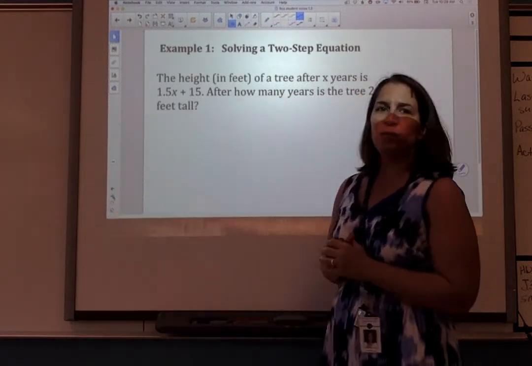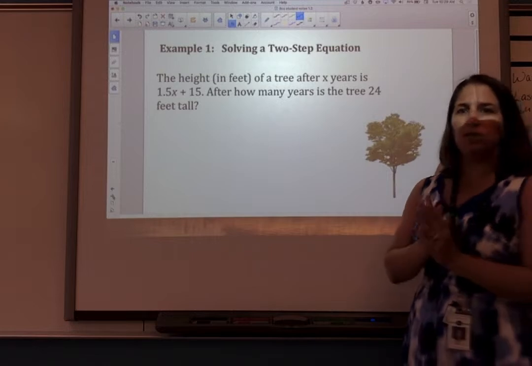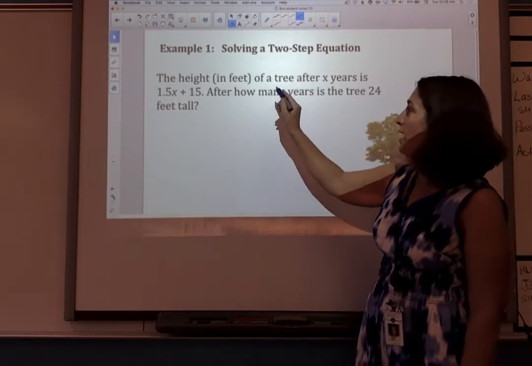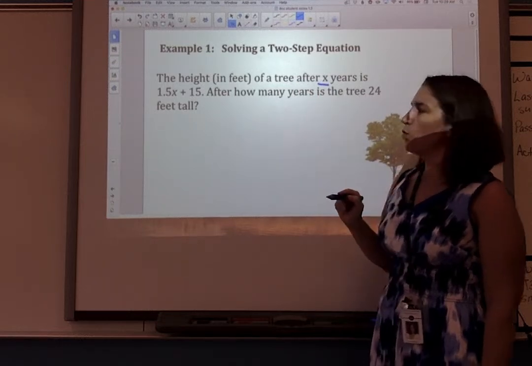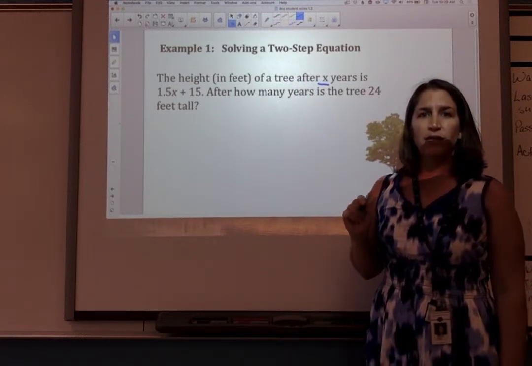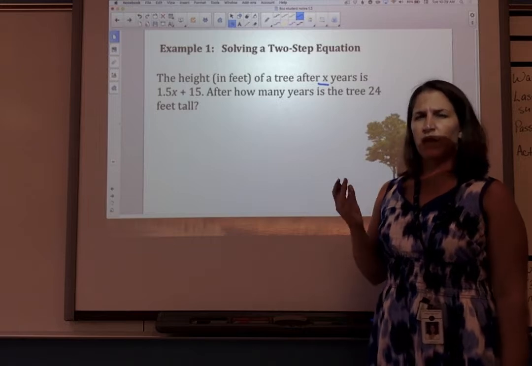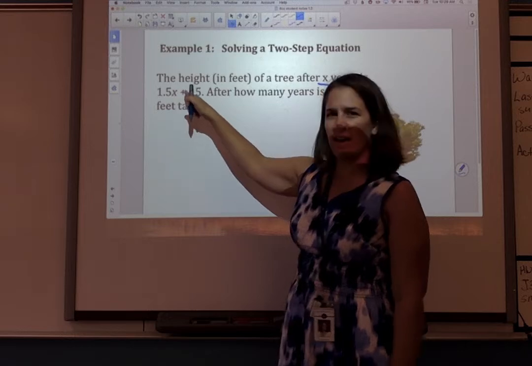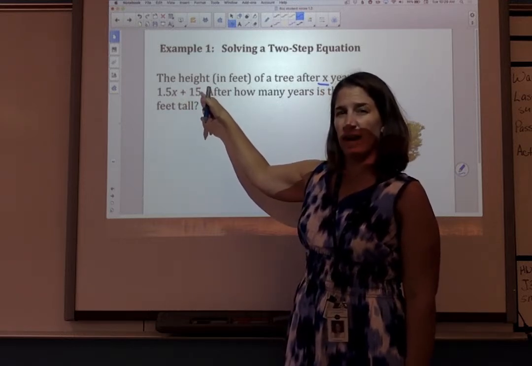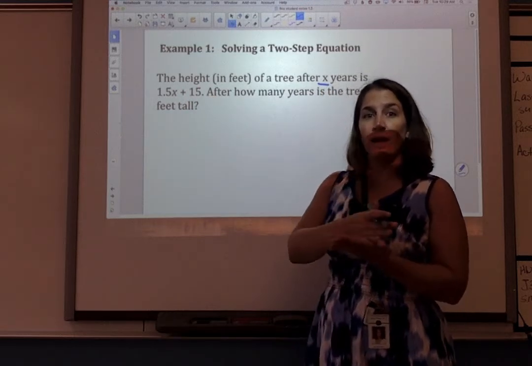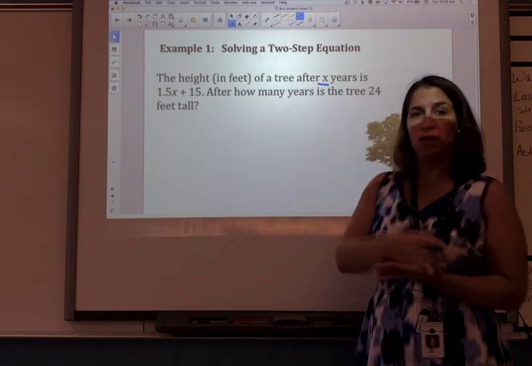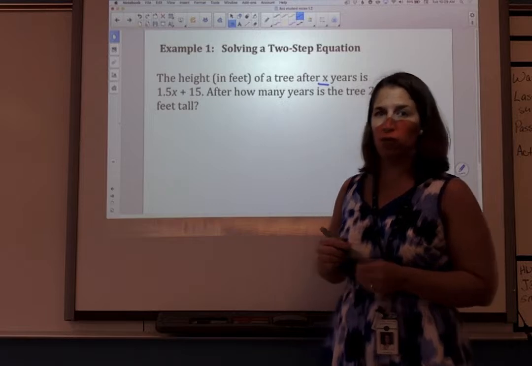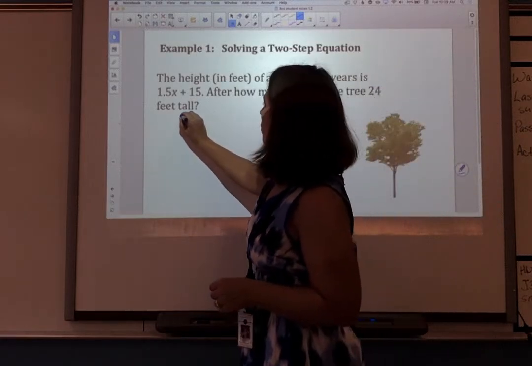All right, so example 1, solving a two-step equation. We have the height in feet of a tree after x years is 1.5x plus 15. Let's think about what that means. That must mean that even if x is 0, the height is 15. So right now, the height is 15 feet, and every year that the tree grows, it's going to increase by 1.5 feet.